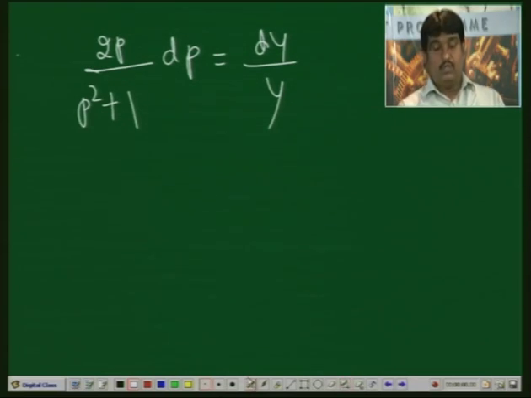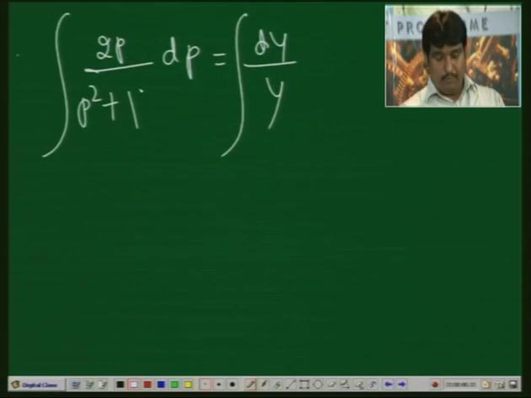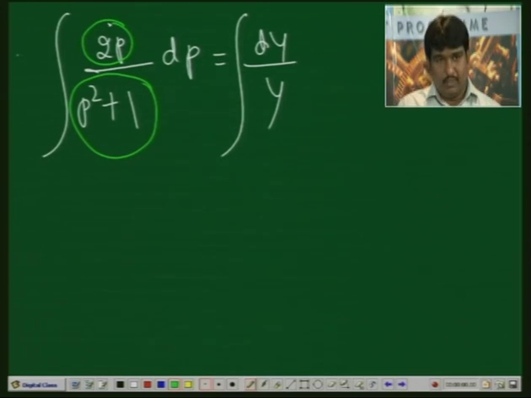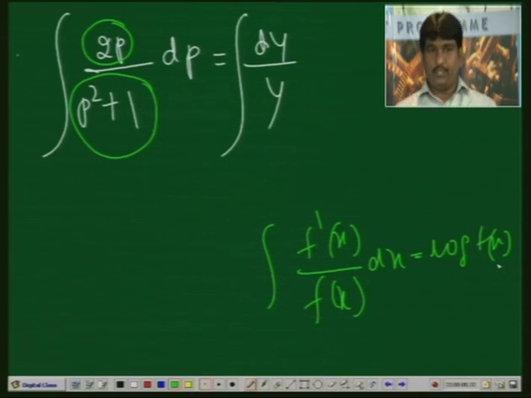Next, it is in separable form. Its solution can be obtained by direct integration. You can see I have to integrate this to get the solution. This denominator is p square plus 1 and the numerator is 2p, it's of the form f dash of p by f of p. That is, the numerator is the derivative of the denominator, and you know that integration of f dash of x by f of x dx equals to log of f of x. 2p is the derivative of p square plus 1, so I can directly integrate it.